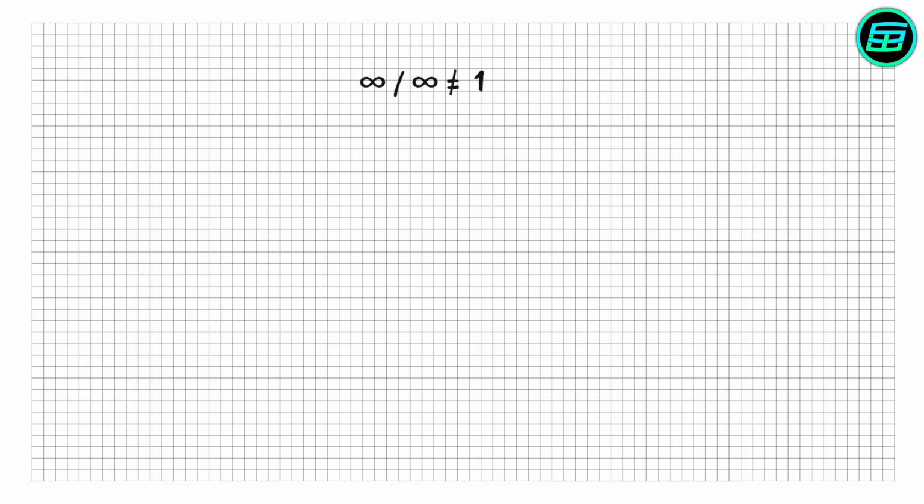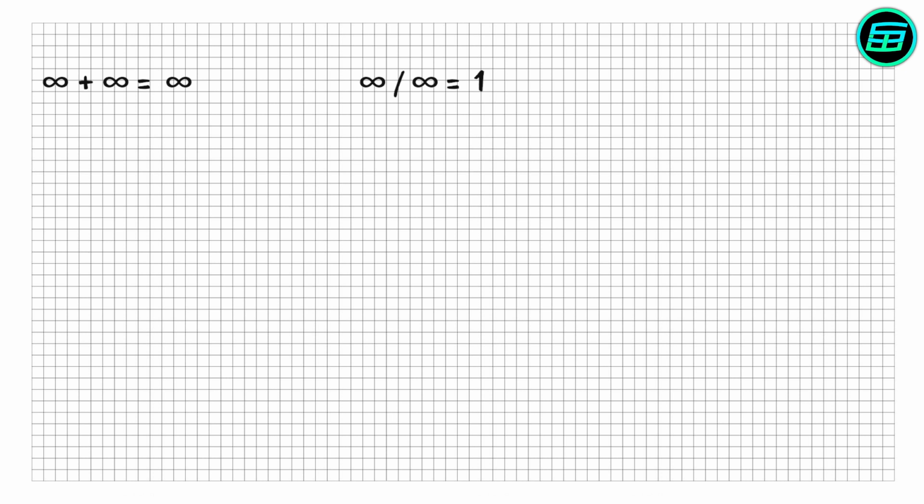Now let's look at why infinity divided by infinity isn't equal to 1. Again, let's assume that infinity over infinity does equal 1. First of all, infinity plus infinity equals infinity, because if we add together two large numbers with no end, we'll have a large number with no end.